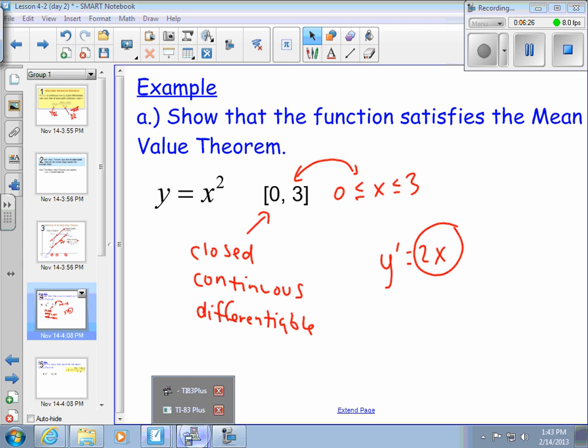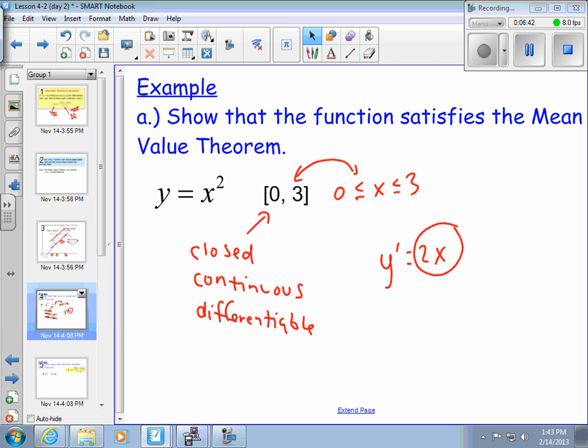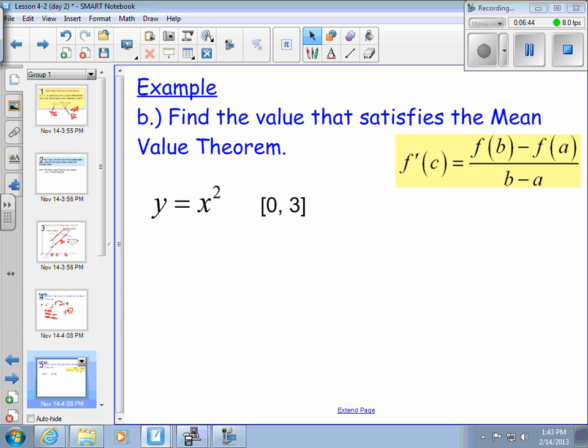Just to make sure, let's graph it out to be on the safe side. x squared, if we graph that out between 0 and 3, we can see, yep, it is continuous, it's closed, it's differentiable. All right, so let's apply the mean value theorem now. What is the value for this one that satisfies the mean value theorem? We want to figure out where this point C is that makes the actual slope equal the average slope.